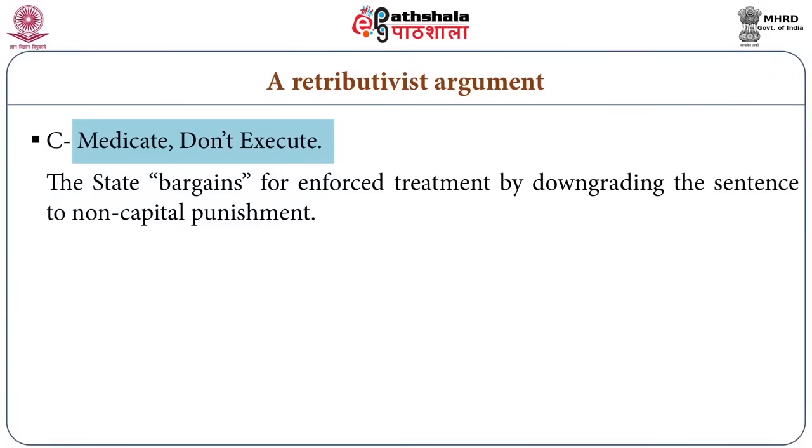Option C, medicate, but don't execute. Now, what could that possibly mean? What this means is that we are trying to make those three conditions that are necessary in order to enforce medical treatment actually all three come true. You remember that in this case, it hardly seems likely that the function of medication is in the best interest of the medicated. After all, this person is going to die. So what would happen under scenario C is that the state bargains with the inmate, saying, please let us medicate you because this is in your best interest and the best interest of the prisoners and the police who are guarding you. And in exchange, we will downgrade your punishment from death to a life sentence.